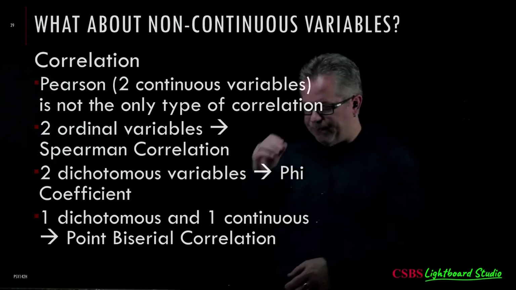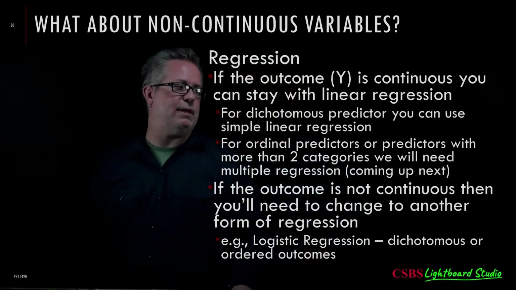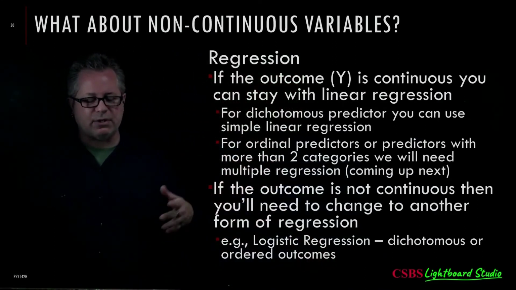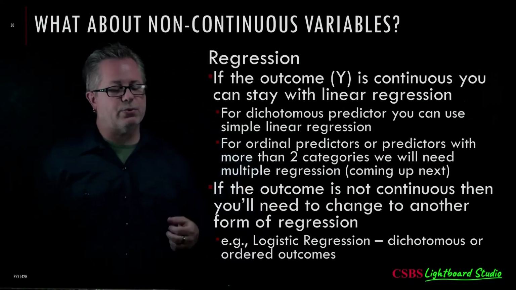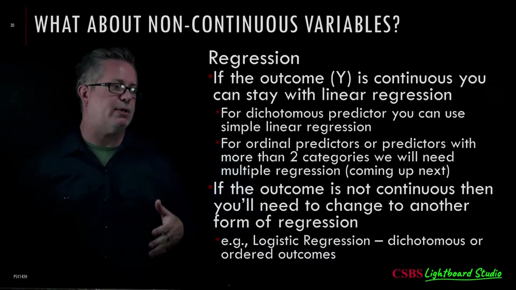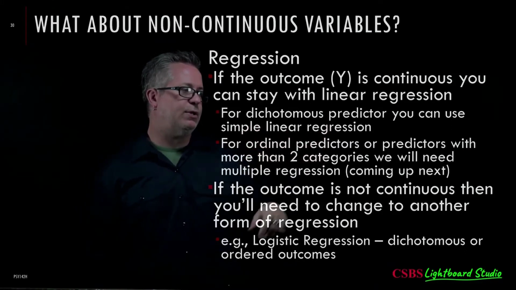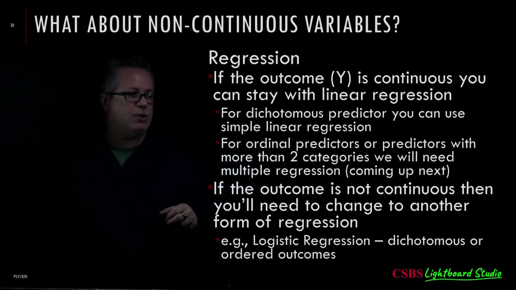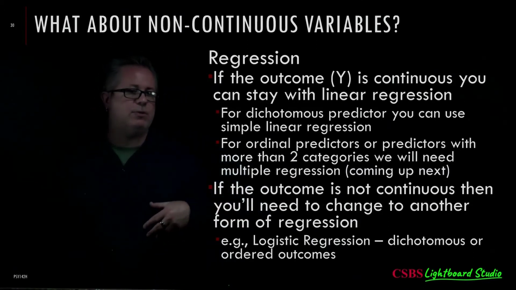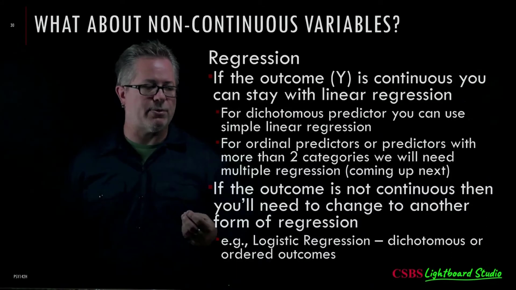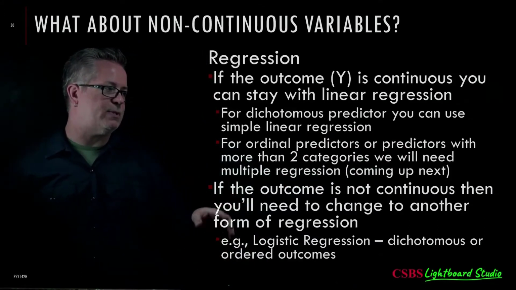What about regression? With regression, as long as the Y outcome is continuous and fairly normally distributed, we can still do a simple regression using a dichotomous predictor. So for a dichotomous predictor, you can use a simple linear regression. For ordinal predictors or predictors with more than two categories, we'll need to move to multiple regression because we actually have to break them up. So we'll talk about that in the next section. But if the outcome is not continuous, right?